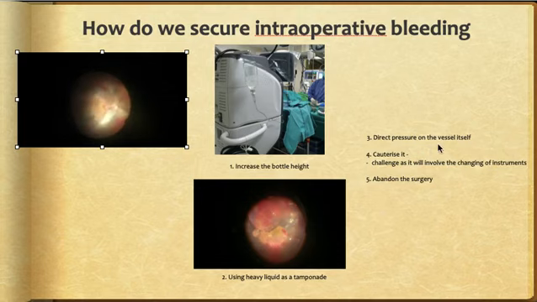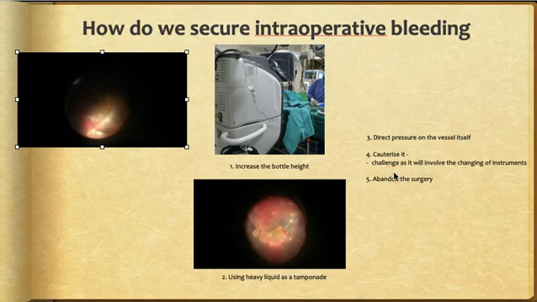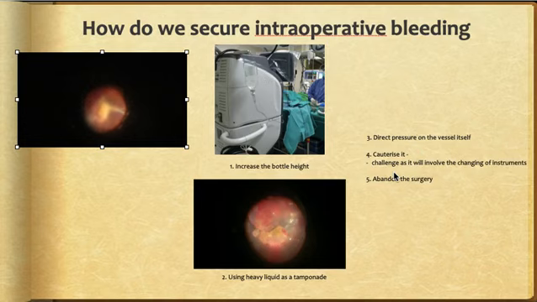Direct pressure on the vessel is also something that we do if it bleeds from a big vessel. Another one is when we have to cauterize it. Eventually we want to cauterize the bleeder, but the challenge involved during this cauterization is that there will be exchanging of instruments, so the period of instrument exchange will cause a fluctuation of intraocular pressure, especially if we don't use a valve trocar. So that will potentially cause more oozing of blood.